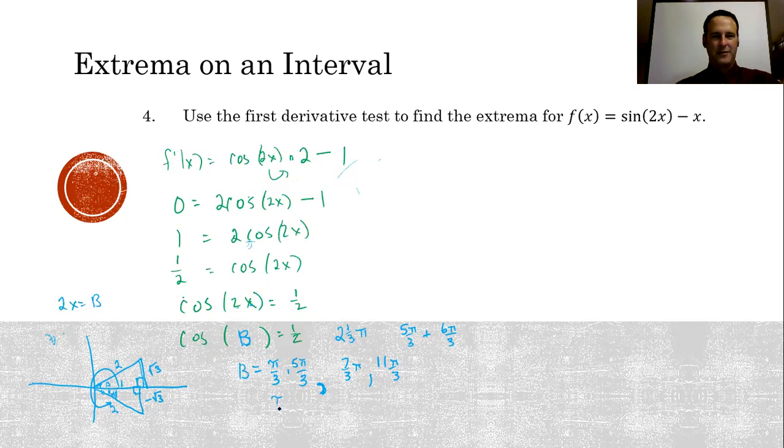So I still have pi over 3, 5 pi over 3, 7 pi over 3 and 11 pi over 3. But I'm now going to set it equal to, not b, because I'm not solving for b, I'm only solving for 2x. So what I'll do is divide everything by 2, and that way I'll get x by itself. That will give me pi over 6, 5 pi over 6, and the next one will be 7 pi over 6. They're all going to be over 6, and then 11 pi over 6.